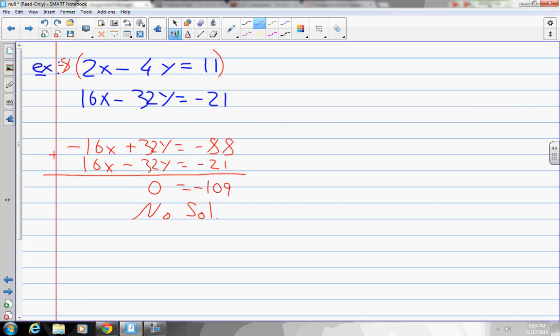If we ended up with a true statement, let's say you do your elimination and get 0 equals 0, which is a true statement, that means everything works. So in infinitely many solutions, the two lines overlap. So the solution to that system is just the equation of one of those lines. It's kind of silly. Whatever makes one of the equations work will solve the system. We'll make both work. Okay?